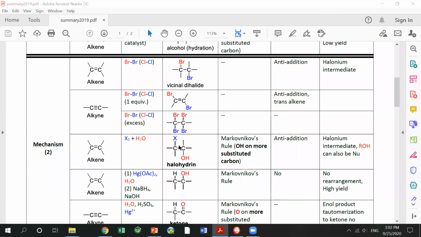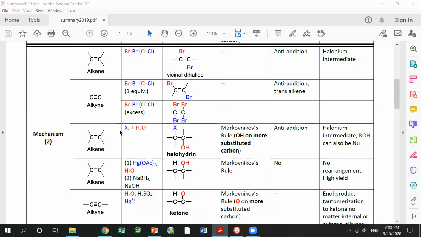On to mechanism two, we learned these reactions. First, the addition of Br2 or Cl2 onto the alkene, which generates the dihalide. Keep in mind it is an anti-addition. For the alkyne case, we can add one equivalent of Br2 or Cl2, or two equivalents in excess, generating the tetrachloride or tetrabromide.